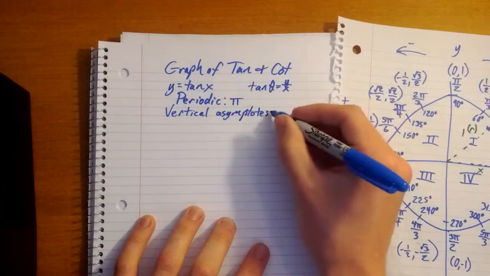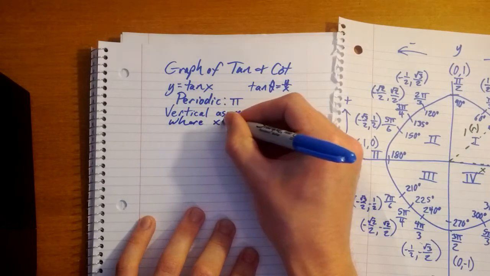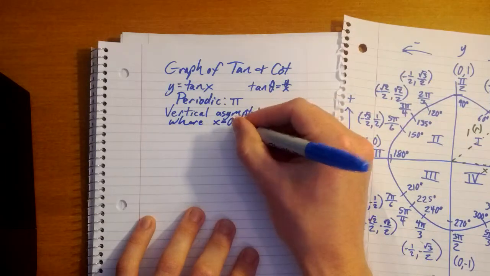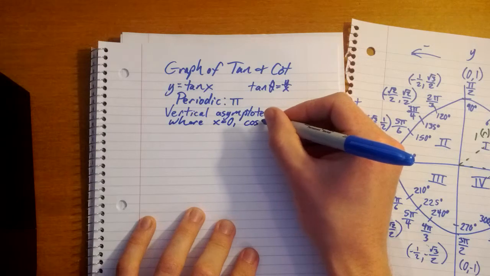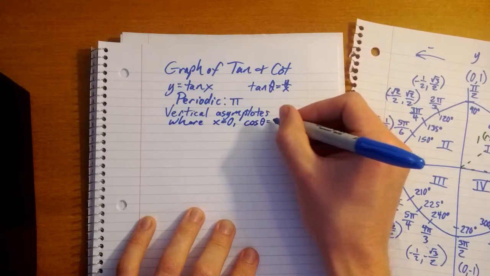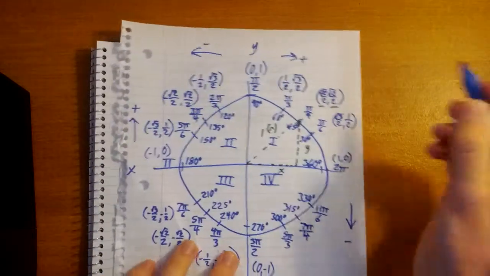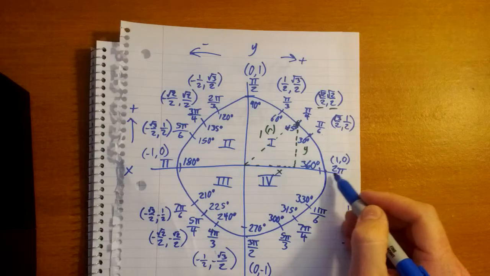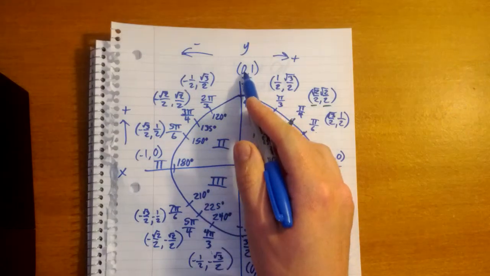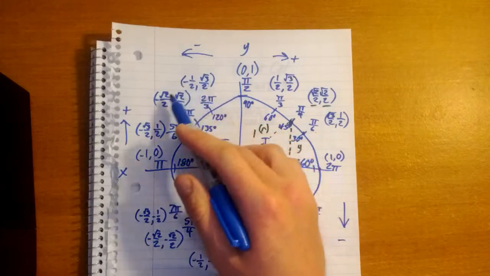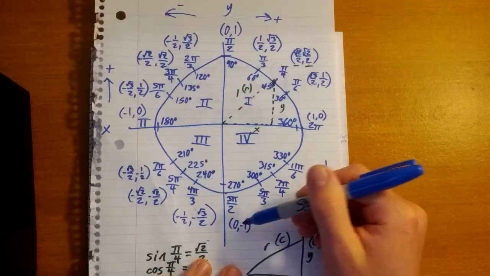So these vertical asymptotes are where x equals 0, and that is the same thing as where cosine of the graph equals 0. Okay, so let's take a look at the places where x equals 0. At 2 pi, no, x is 1 there. Pi over 2, oh, look at that. X equals 0 at pi over 2. Negative 1, that's fine. Oh, 3 pi over 2, x equals 0.